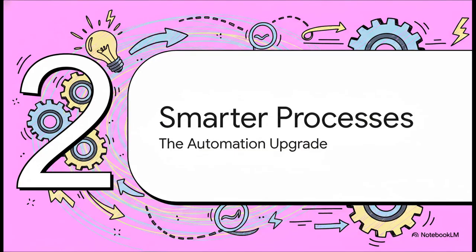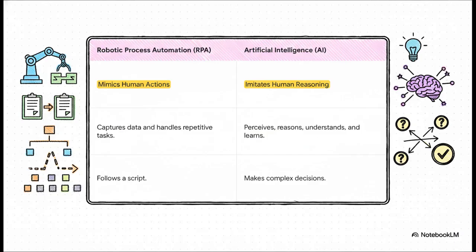Okay, so we've got our solid, reliable blueprint. But let's be honest, we always want things to be faster, right? More efficient, and a whole lot smarter. And this is where the automation upgrade comes in. Now, something that trips a lot of people up is the difference between RPA, robotic process automation, and AI, artificial intelligence. The easiest way to wrap your head around it is this. RPA mimics human actions. It's basically a really smart robot following a script, perfect for repetitive stuff like data entry.